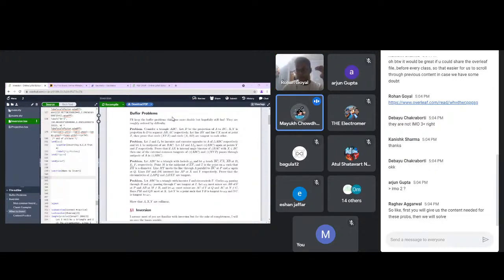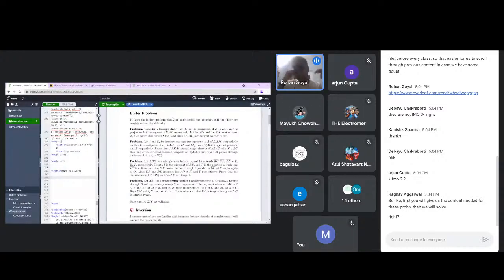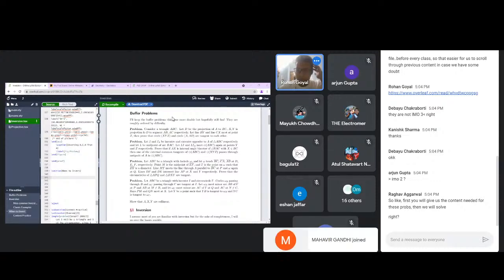Okay. Are all these greater than IMO 2? No, these are just buffer problems. For the ones who are familiar with the content we are doing, they can try the problems meanwhile, and I'll explain the content to the others. Whenever they think, okay, now there's something helpful for me, they can also start listening and focusing on the lecture. So that meanwhile, everyone has something to do. Nobody's getting bored or something. Sounds fine? Sounds good? Yeah, okay.